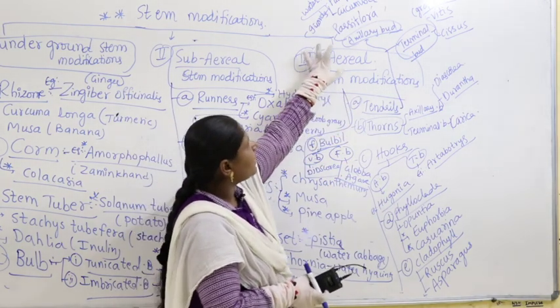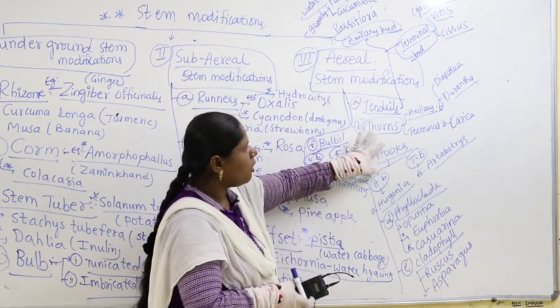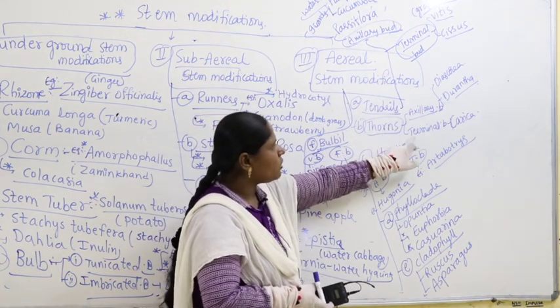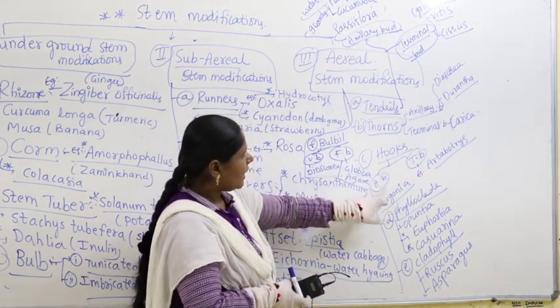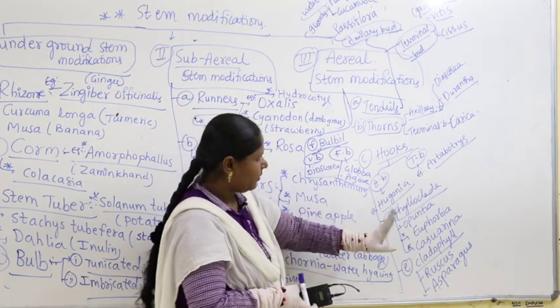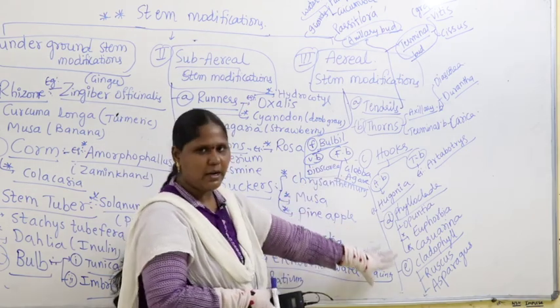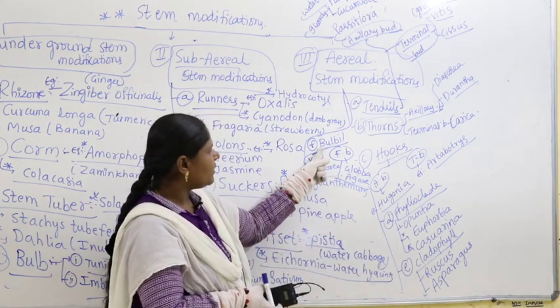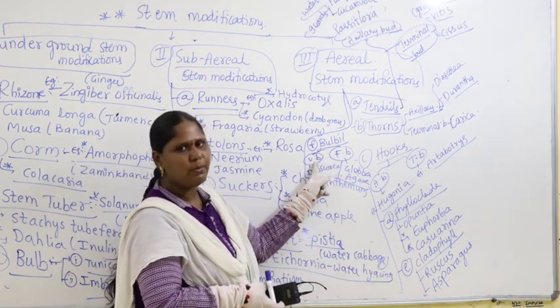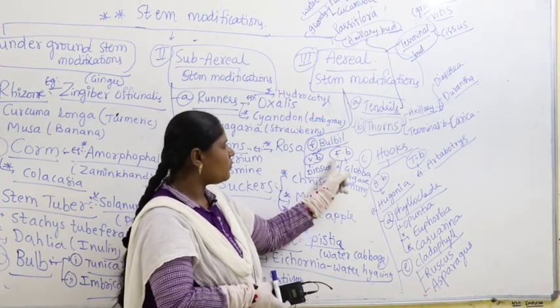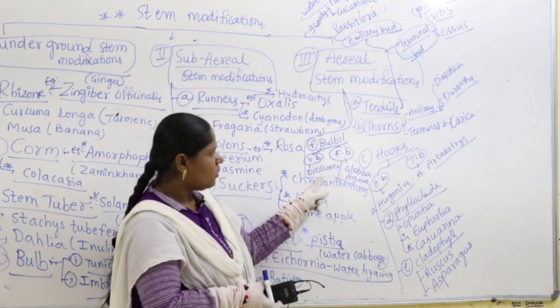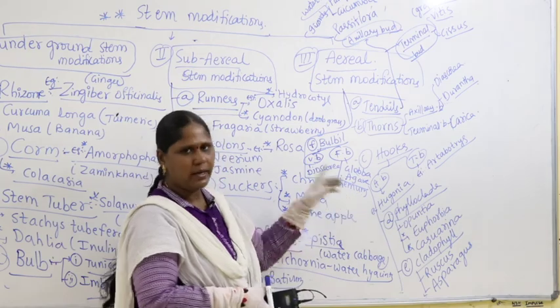Tendrils, axillary bud examples, terminal bud examples. Thorns, axillary bud examples, terminal bud example. Hooks, axillary bud example, terminal bud example. Phylloclade examples, cladophyll examples. And last part, I am writing this, you go down. F is bulbil, vegetative bud. VB means vegetative bud. FB means floral bud. Vegetative bud Dioscorea. Floral bud is Globba and Agave.